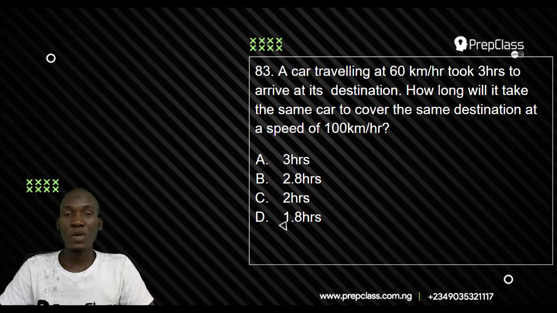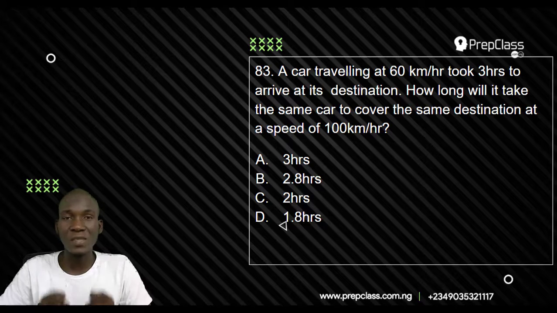The next question, question number 83. A car traveling at 60 km/h took 3 hours to arrive at its destination. How long will it take the same car to cover the same distance at a speed of 100 km/h? A. 3 hours, B. 2.8 hours, C. 2 hours, D. 1.8 hours.